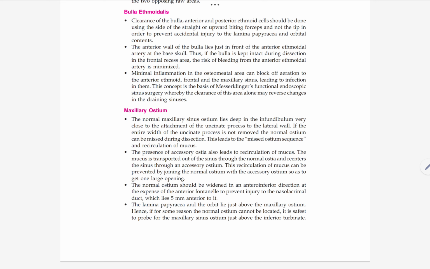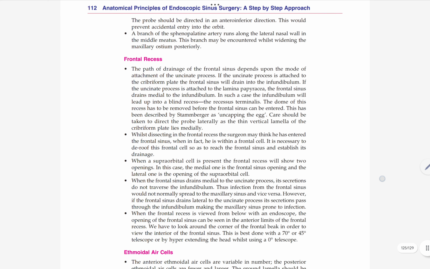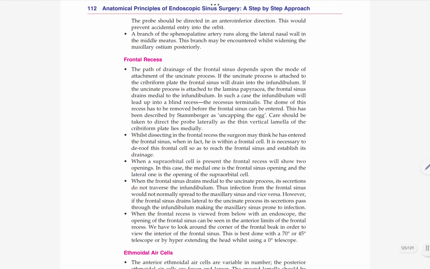The normal ostium should be widened in an anterior inferior direction at the expense of the anterior fontanelle to prevent injury to the nasolacrimal duct, which lies 5 millimeters anterior to it. The lamina papyracea and the orbit lie just above the maxillary ostium. Hence, if for some reason the normal ostium cannot be located, it is safest to probe for the maxillary sinus ostium just above the inferior turbinate. The probe should be directed in an anterior inferior direction. This would prevent accidental entry into the orbit.